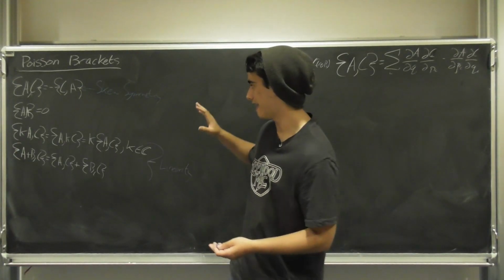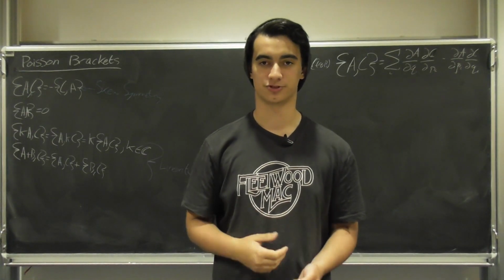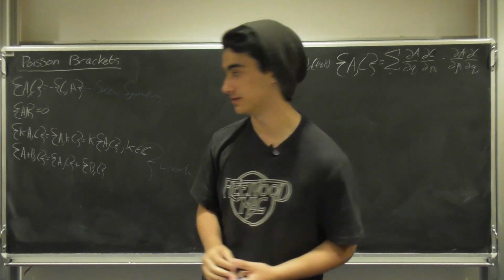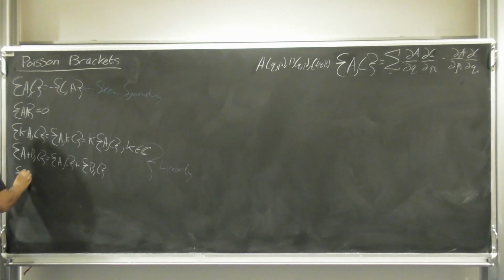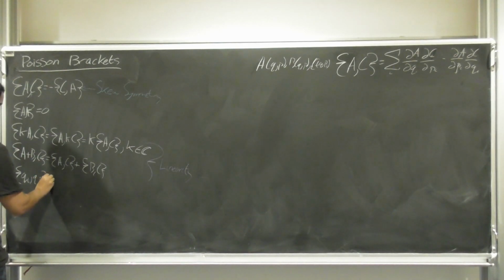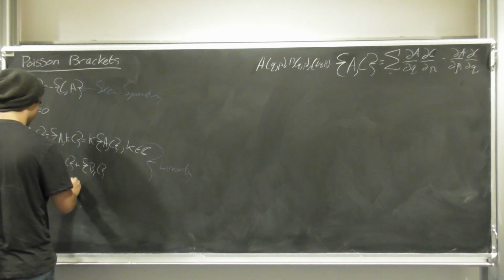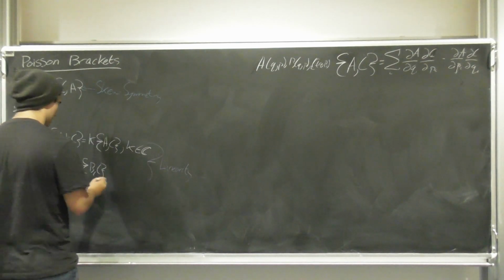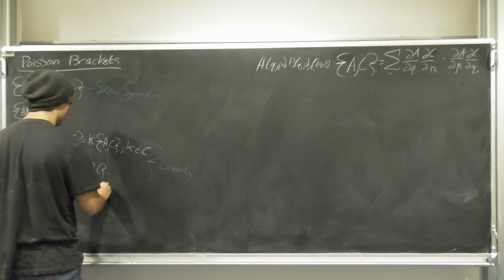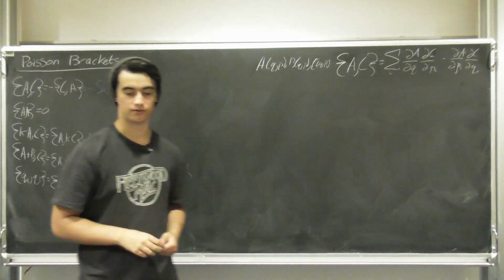Now that we have our few properties, we're going to have a look at taking some Poisson brackets of specific objects. If we take the Poisson bracket of q sub i with some q sub j, this is the same as the Poisson bracket of p sub i with p sub j, which is 0, where i and j are just some different indices.